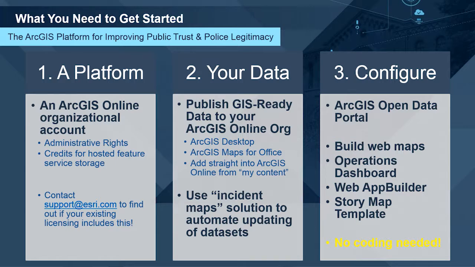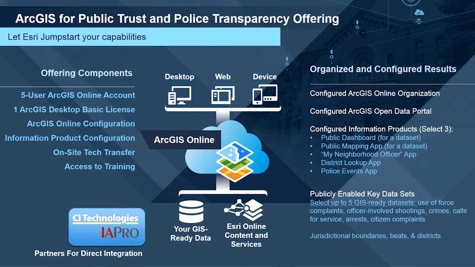But if you don't have time or the resources to do it yourself, Esri can help with our ArcGIS for Public Trust and Police Transparency offering to help you jumpstart your outreach efforts. This offering includes all the basic licensing you might need, as well as a five-day professional services package to set up and configure your ArcGIS Online organization, your open data portal, enable 5 key data sets as well as your jurisdiction's offices, beats, and boundaries, and then configure 3 apps of your choice from the examples we've shown today.